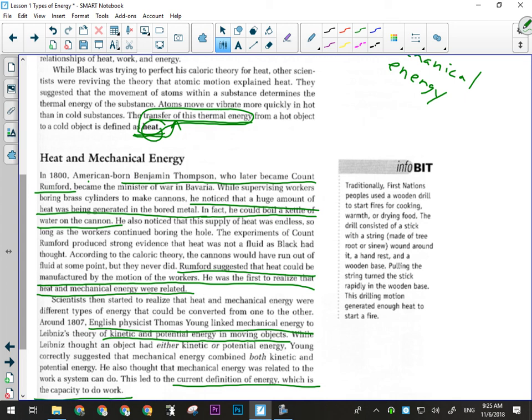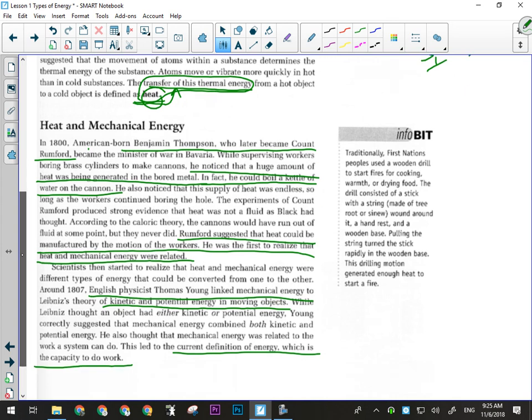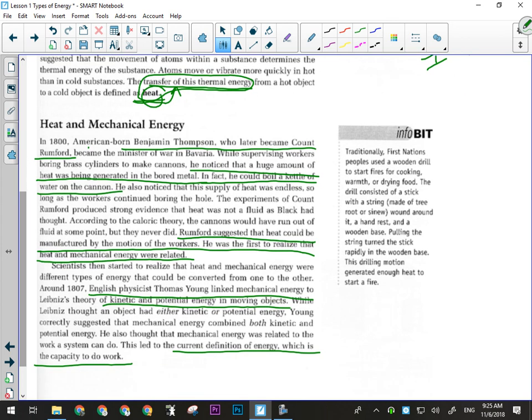So it probably wouldn't have been the nicest place to work. It would have been hot in there. Okay, so we noticed that a huge amount of heat was being generated into the bored metal. In fact, you could boil a kettle of water on the cannon while it was being bored. So Rumford suggested that that heat was manufactured by the workers, and it is. It was the mechanical energy of the workers that was creating this thermal energy that he was discovering. So he discovered that heat and mechanical energy were related.